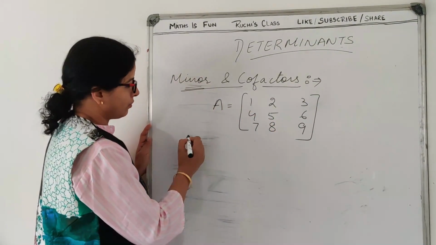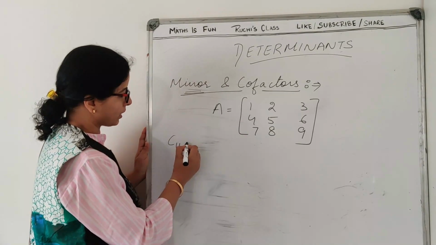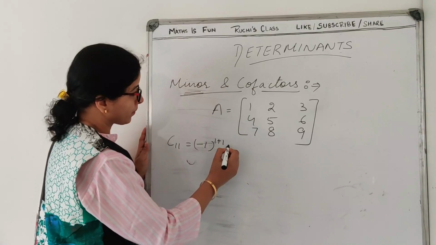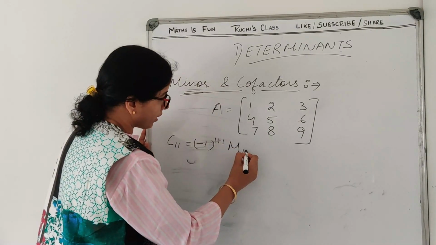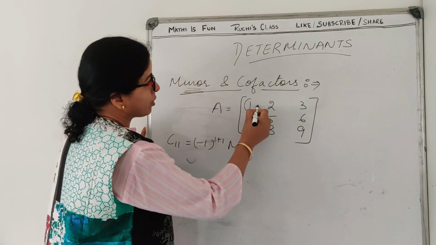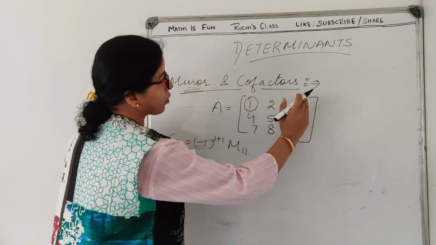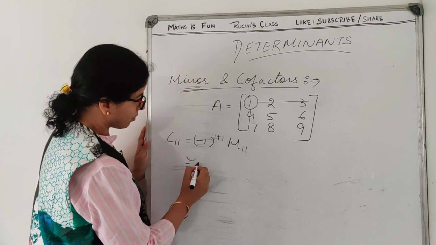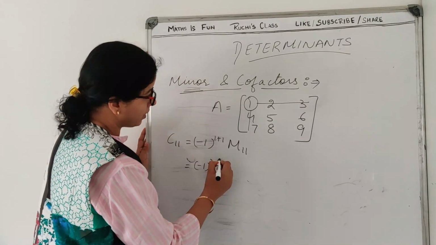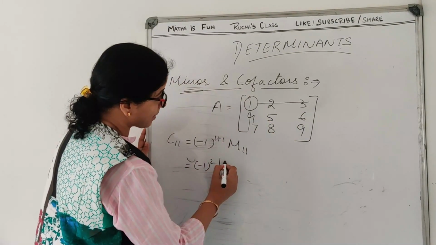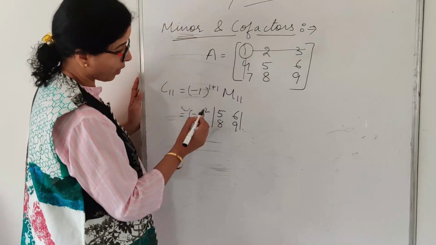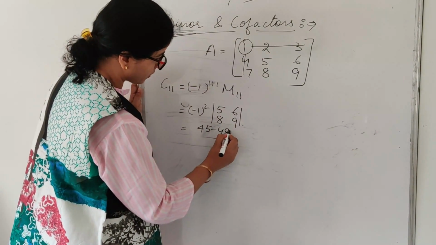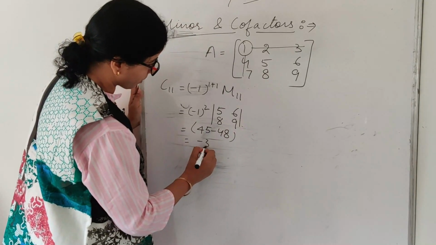Okay. So now say first C11 I am calculating. So C11 will be minus 1 raised to the power 1 plus 1 and M11. Okay. So I am talking about this element. Leave the corresponding row and column. Okay. So minus 1 square and write down the sub matrix. So this will be 1 and this will become 45 minus 48, which is equal to minus 3.